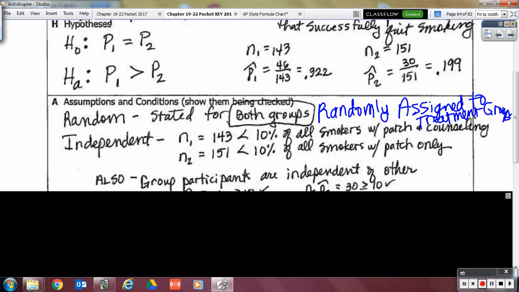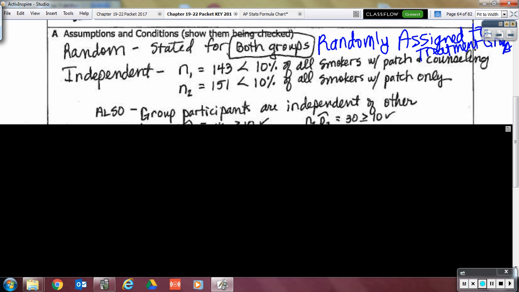Okay, but in this independent, we have an addition to put here for 2 proportions. What is it? I am saying it's reasonable that the group participants are independent of each other. Okay, so the people in the nicotine patch group, or the patch and counseling group, are different from the people in the patch only group. Nobody double counted. No, I just keep it in the independent so we can still get credit. Put also. Okay. All right, here comes now our large enough.